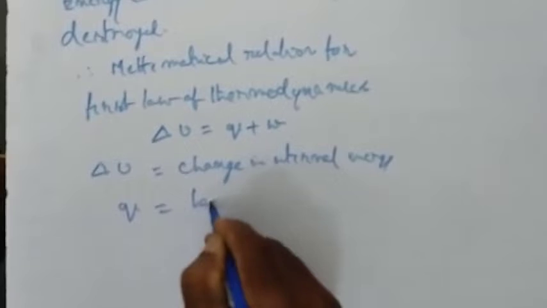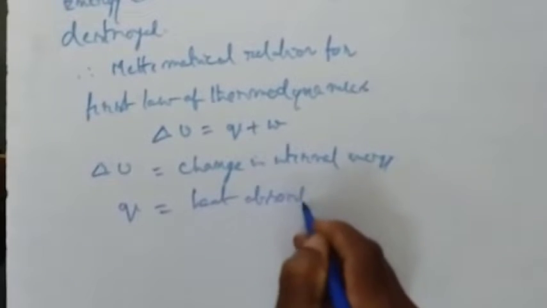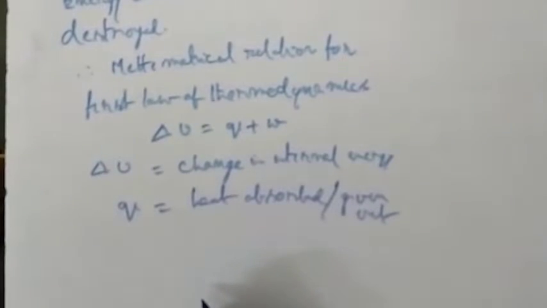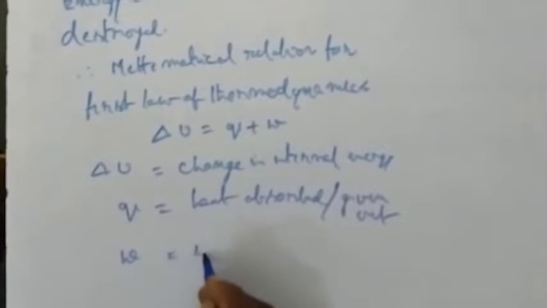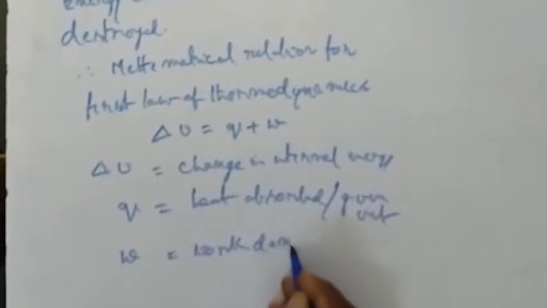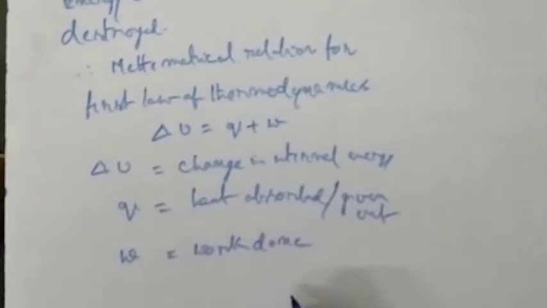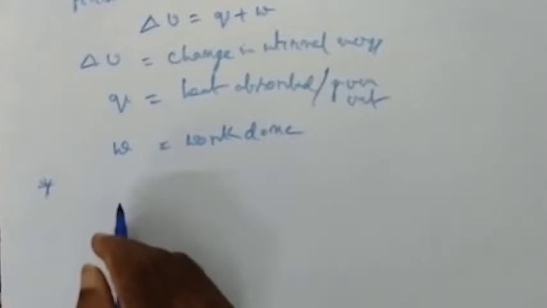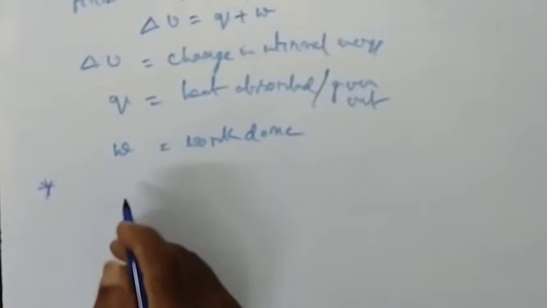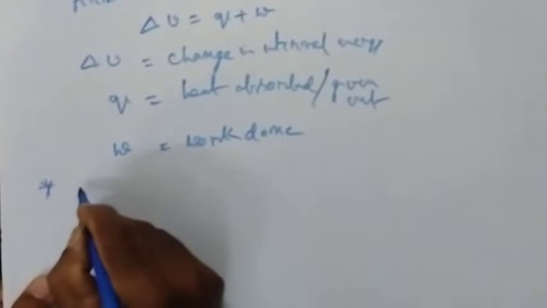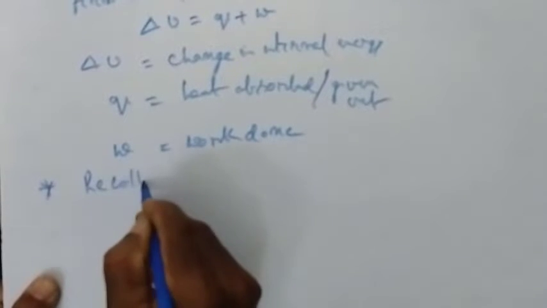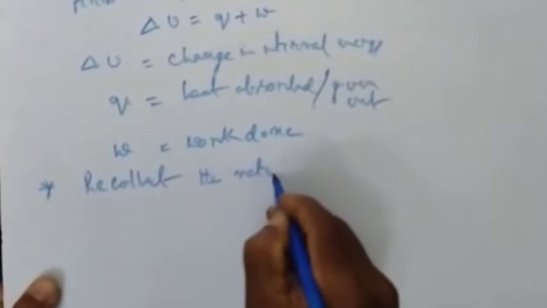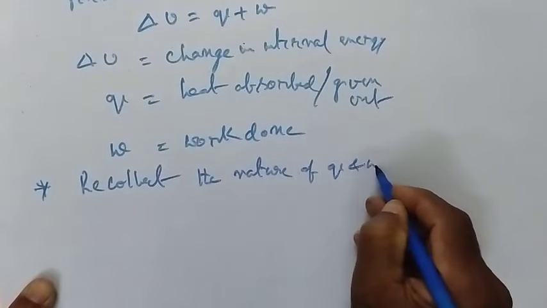Q is the heat absorbed or given out. Q is the amount of heat energy absorbed or given out. W is the work done by the system or on the system. Now, in the previous class we discussed the significance of Q and work. So, recollect the nature of Q and work.